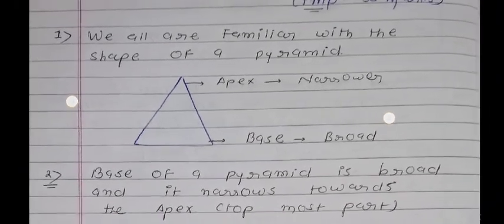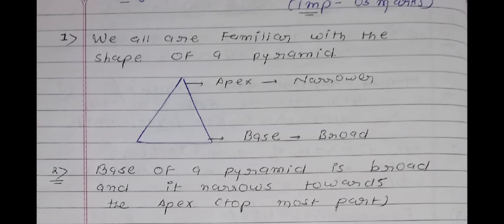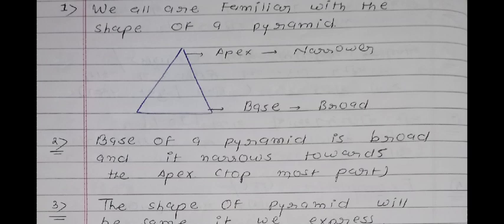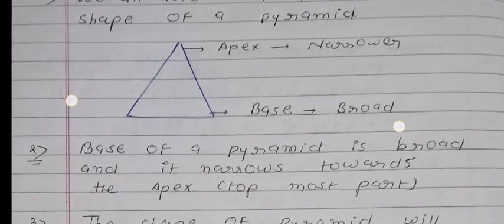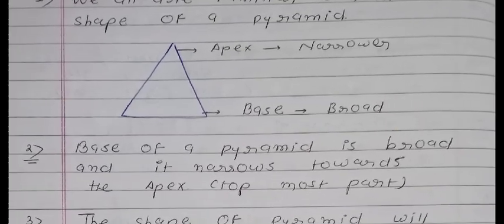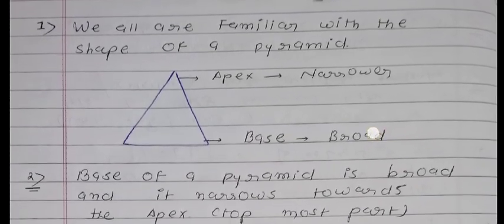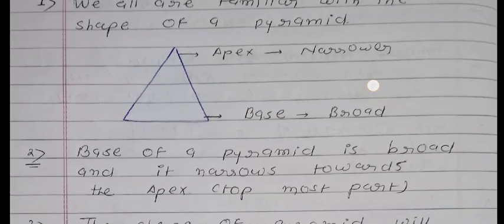So we can say that the base of the pyramid is broad and it narrows towards the apex. It means the posterior portion of the pyramid is broader in shape, while the anterior, meaning the topmost part of the pyramid, will be narrower. So it is one type of triangular structure. So the first point is that we are all familiar with the shape of the pyramid, with the diagram.